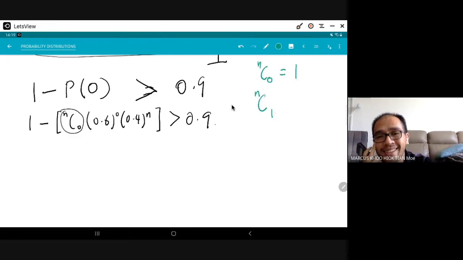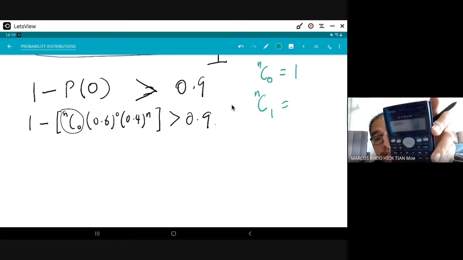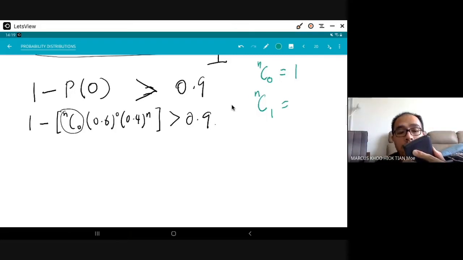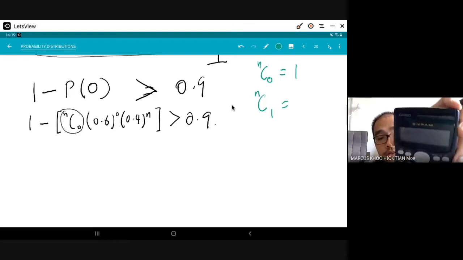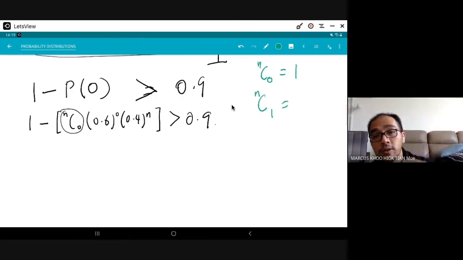NC1. Okay, NC1, this also is often something people forget. If you're not sure, just press it. 100C1 is 100. 200C1 is 200. Shall I continue? 3,457C1, what do you think? 3,457. So NC1 is N.